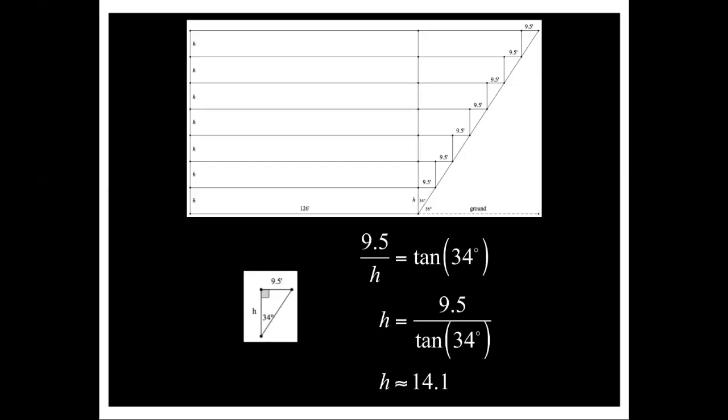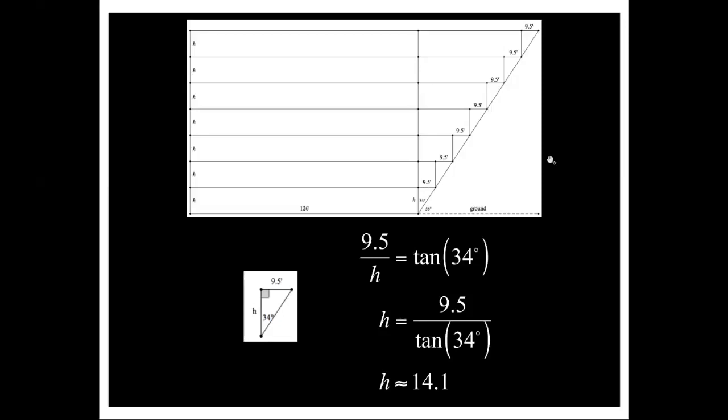And the assumptions I'm going to make here are that the 126 feet doesn't change. That's the width of the first floor, and the 14.1 feet doesn't change either. What I'm interested in finding out is, if I make the 34 degrees theta, what does the 9.5 become as a function of theta and the floor number, the X floor?